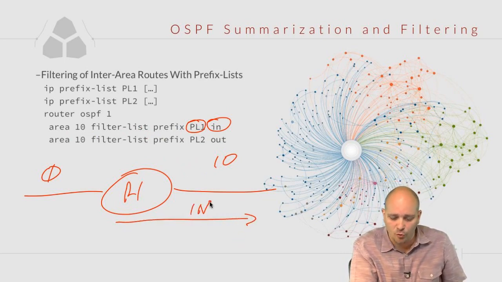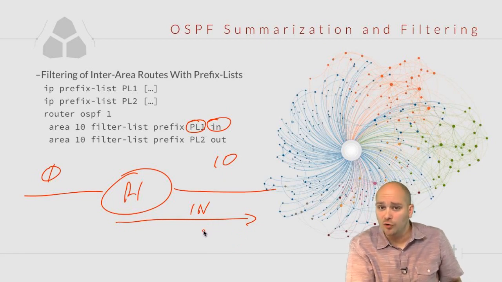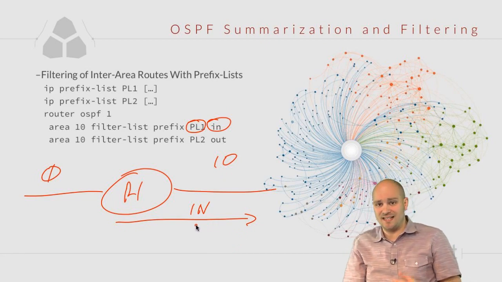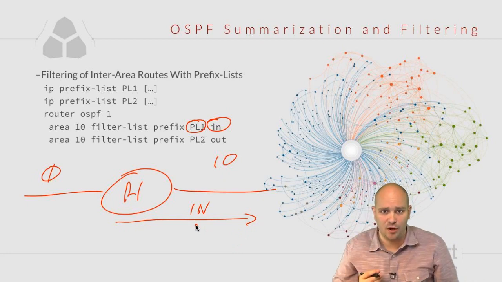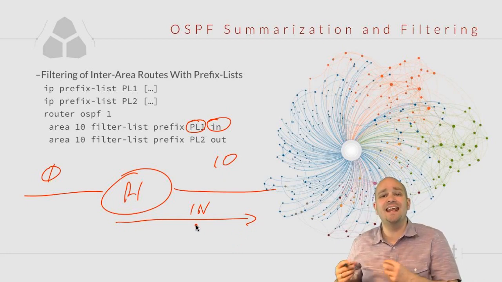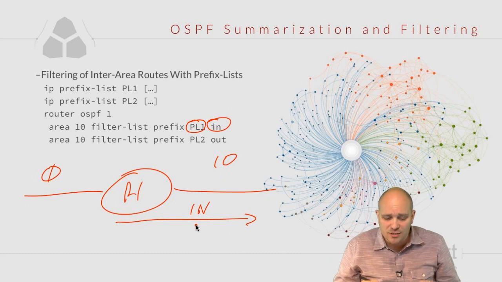So this would be for in direction, not for the out. The routes are not being advertised out into the area 10. They are being injected in to the area 10. So this is going to be filtering the routes in that direction.